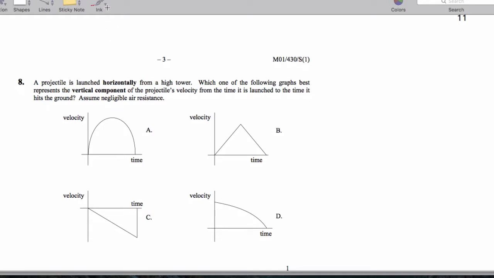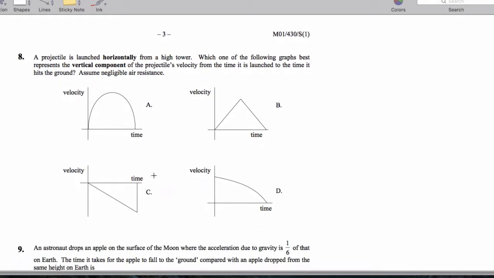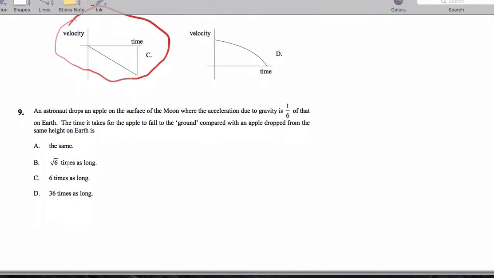Here we project a projectile horizontally from a high tower and want to know the vertical velocity as it falls. It's going to gain speed at a steady rate, just like in C. All right. Now, we drop an apple on the moon and we want to know the time. So on Earth, the falling is going to be 1/2 gt squared, and that time is going to be 2s over g under a square root for time on the Earth.